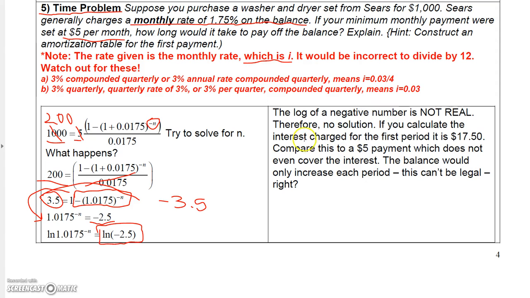And here's why. If you calculated the interest simply by doing PRT, the principal would be 1,000. The rate, 21%, is actually the rate per year, so 0.21. Multiply that by 1/12, and that takes you back to 0.0175. So to get the interest charge, you multiply 1,000 by 0.0175, and you get $17.50. So you're charged $17.50 in interest, but you're making only a $5 payment. You can see that the payment doesn't even cover the interest, much less reduce the balance.